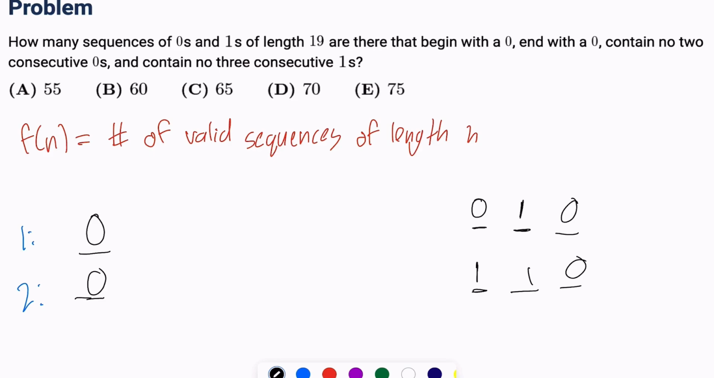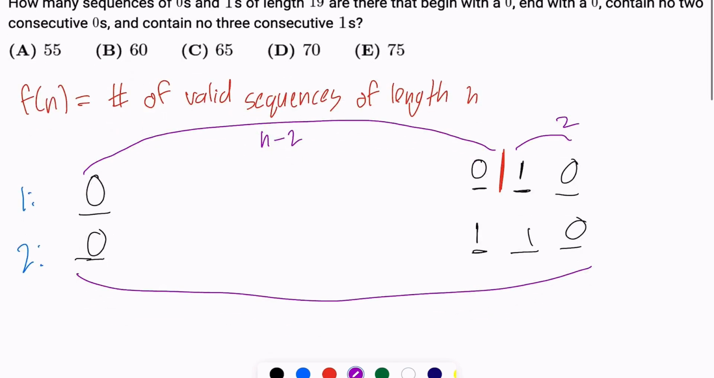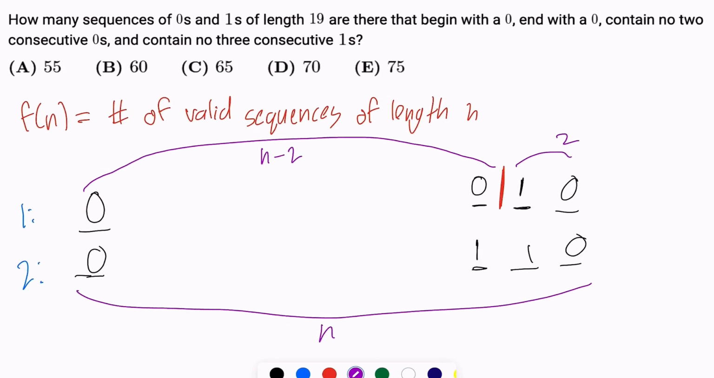Okay, so what we can do is try to split up the sequence. If we take the first case and we split it right over here, we can make this into a sequence of length n minus 2, and this is 2. Now again, the total is still n. By splitting it up into a sequence of n minus 2, we've essentially made a mini sequence. So it'll be a valid sequence of length n minus 2, and then at the end there will be a 1 and a 0.